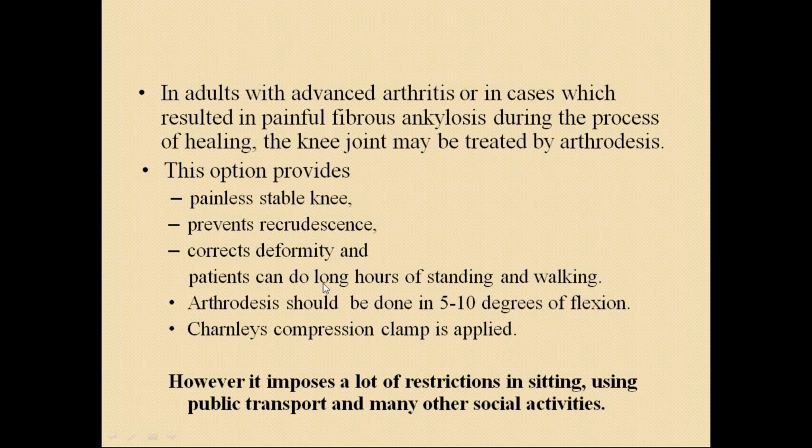Arthrodesis should be done in the position of 5 to 10 degrees of flexion. In the case of an arthrodesis, what we do is we open the joint and we remove the distal end of the femur and tibia, and we approximate both the raw surfaces of the bones of distal femur and tibia together, and we apply a compression clamp. This compression clamp is known as Charnley's compression clamp. After bone union takes place, you can start walking without pain in the extended limb in 5 to 10 degrees of flexion.